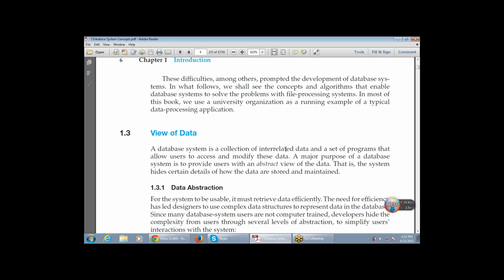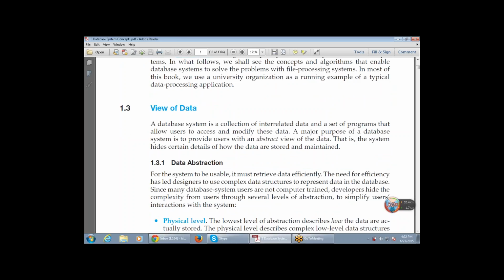So there are multiple parts of how we can view the data. The first part is data abstraction. For the system to be usable, it must retrieve data efficiently. The need for efficiency has led designers to use complex data structures to represent the data in a database. So whenever we use the data in a database, there is a need for efficiency, and the designer must know how to represent the data in the database.